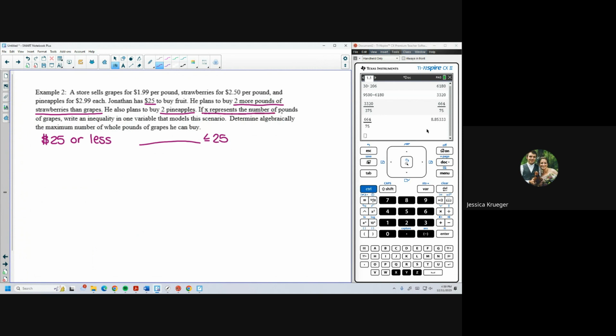If X represents the number of pounds of grapes, write an inequality in one variable. So that means even though he's buying 3 different things, I should only see X in this inequality to model this scenario. So the good news is they tell me X is the number of pounds of grapes. And pounds is abbreviated LBS.